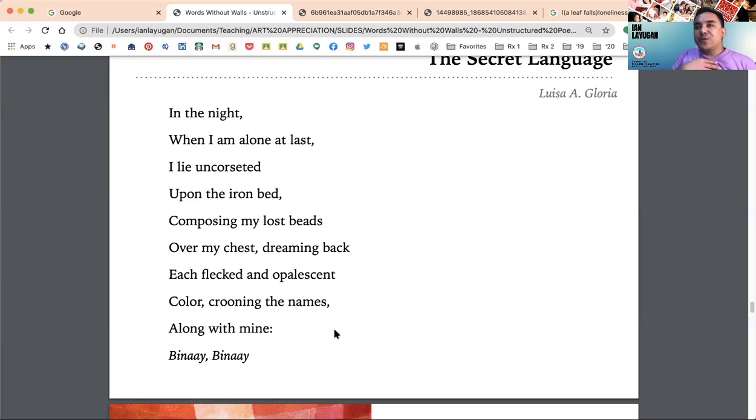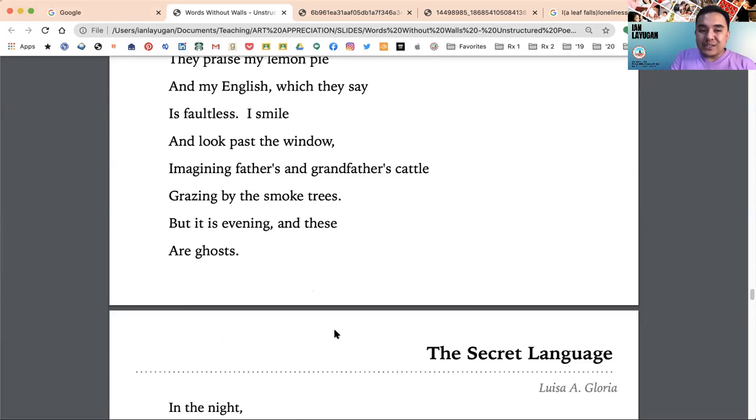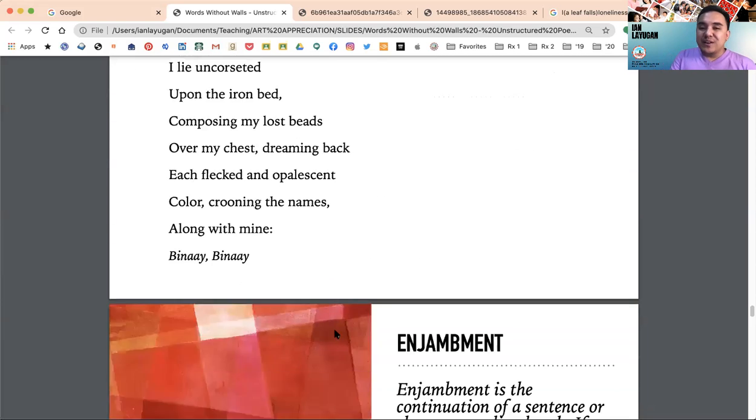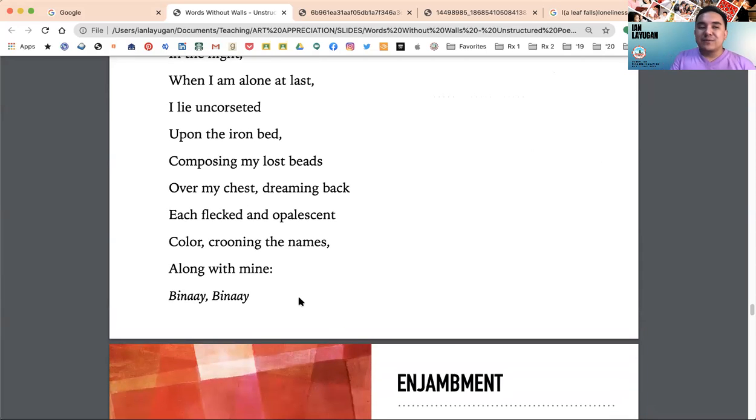So she's trying to go back and remember the things that she knew when she was younger. And those are her lost beads. Dreaming back, each flecked and opalescent color, crooning the names along with mine. So her name now is Christina, but when she was younger, before the Americans, I don't know, baptized her or something, she was Binaay. That was her name.